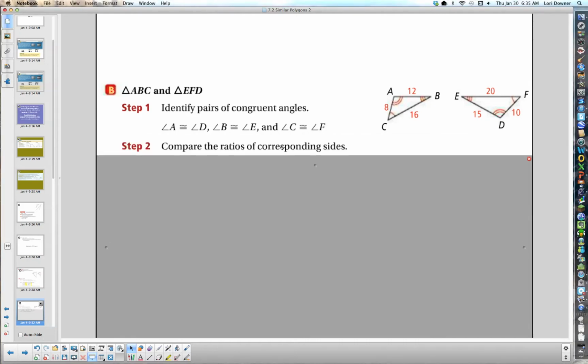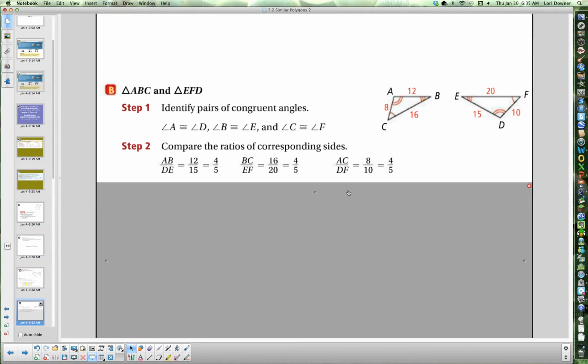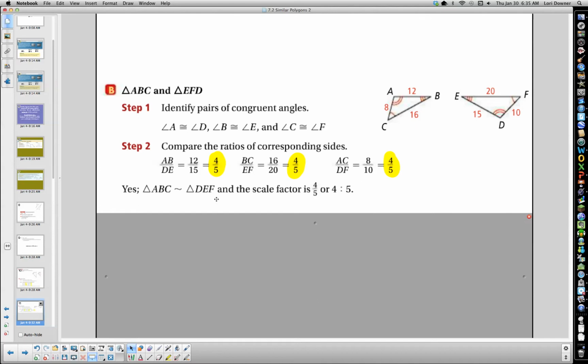Let's compare the ratios of corresponding sides. So we've got 8 and 10, which is 4 to 5. We've got 16 to 20, which is 4 to 5. And 12 to 15, which is 4 to 5. Even if you did that in the reverse, 5 over 4, you would get the same scale factor. So triangle ABC is similar to triangle DEF, and the scale factor is 4 to 5.